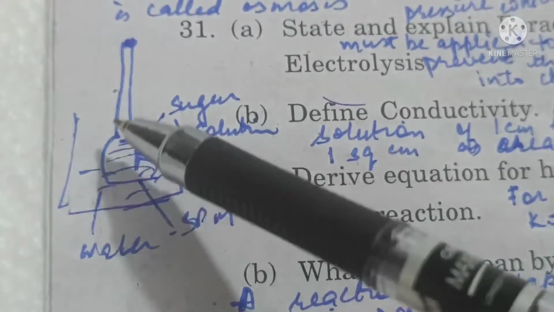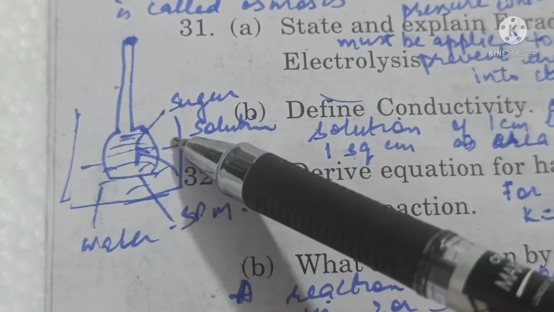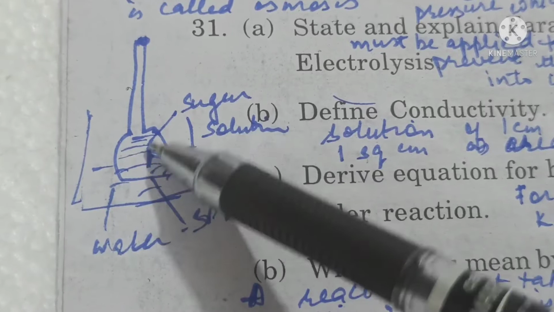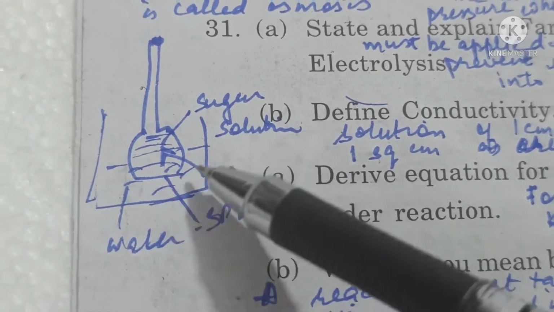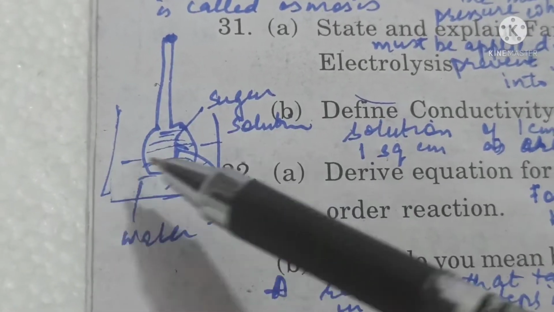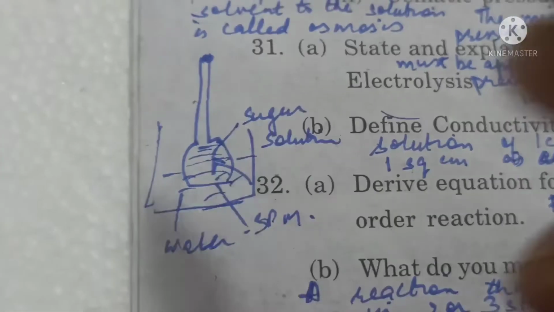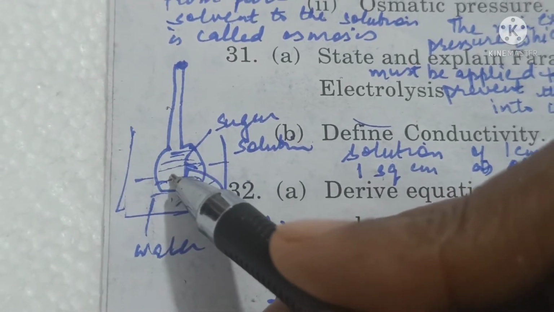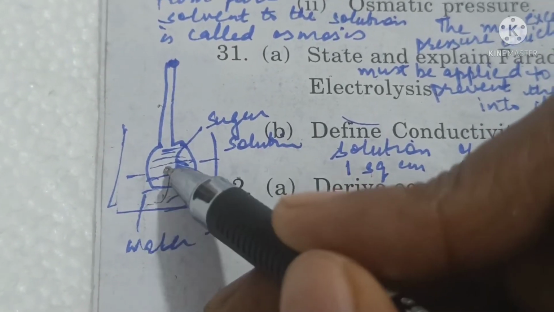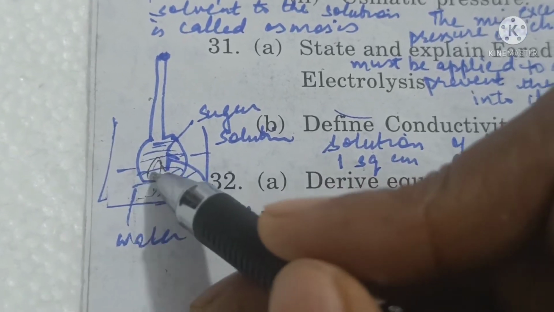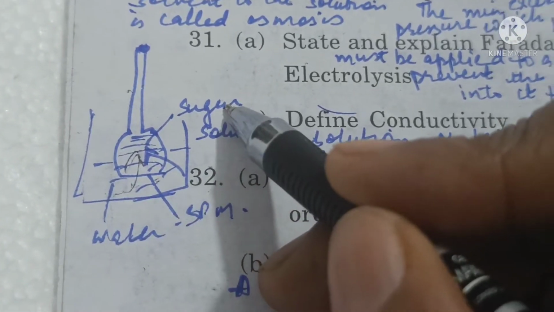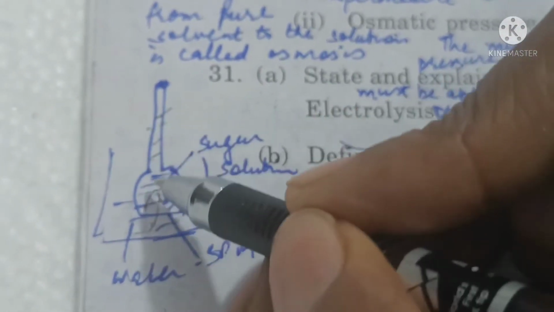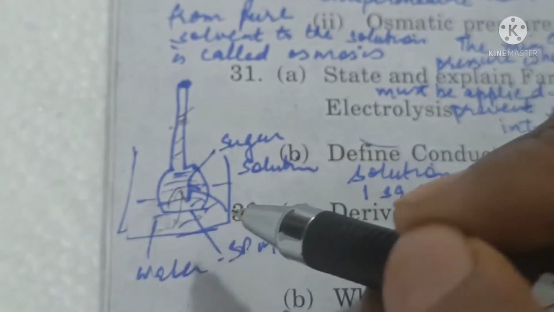So if this thistle funnel is bound by a parchment membrane or a semi-permeable membrane, and a colloidal solution like sugar solution is put into it, and it's placed in pure solvent water, then because the concentration is less in water and more in this sugar solution, so water moves from solvent to region of higher concentration through this semi-permeable membrane. This is called osmosis. Then after some time, the level of solution rises in this because of osmosis.